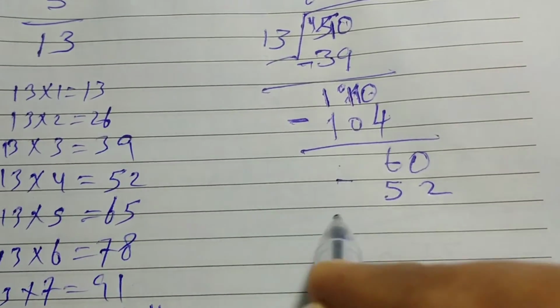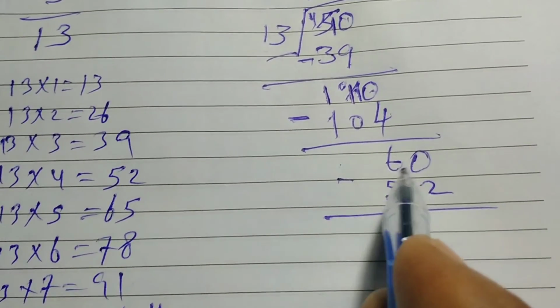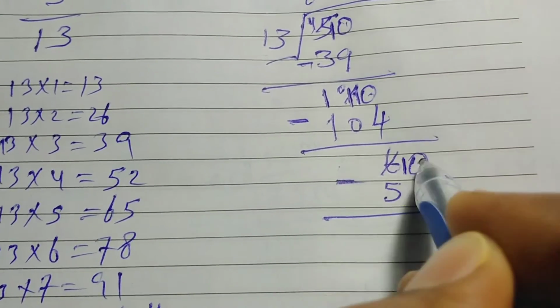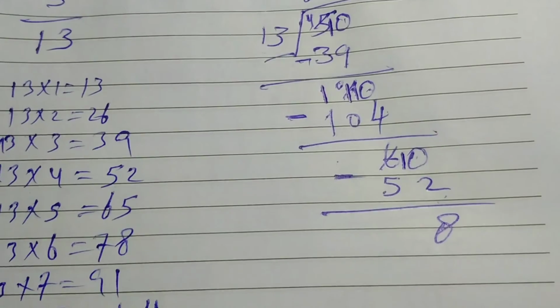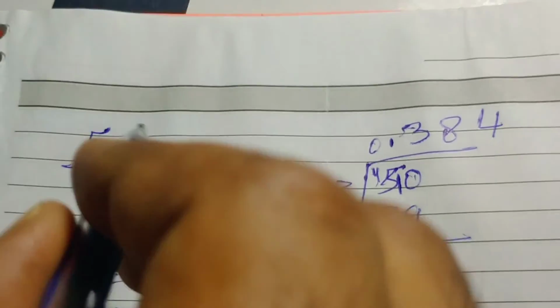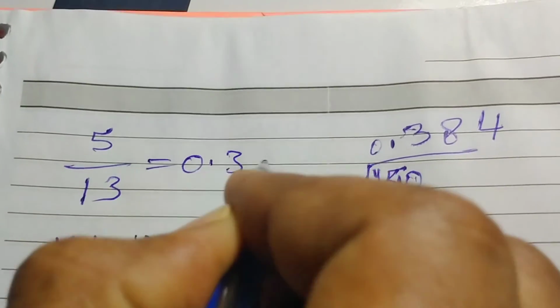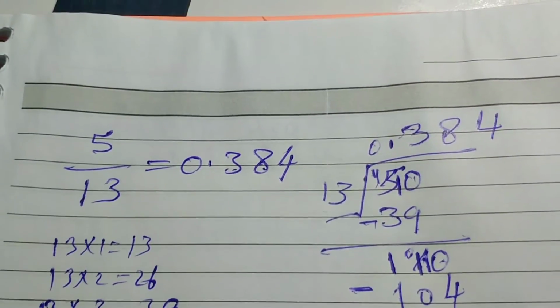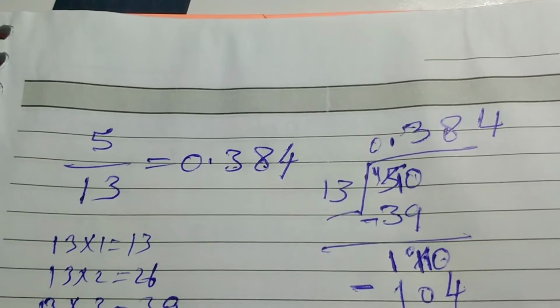So subtract. 60, 0 minus 2 not possible. Take 1, 10 minus 2 equals 8. So my dear, up to 3 decimal places our answer is 0.384. Clear my dear up to here?